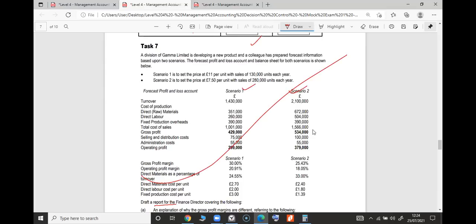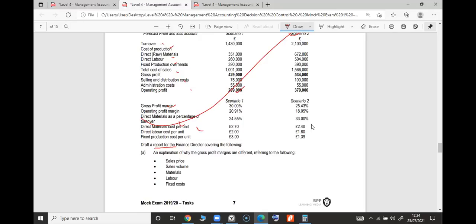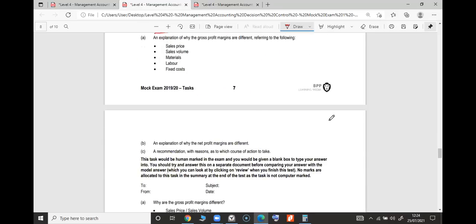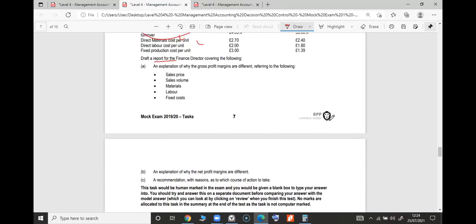There's a scenario with sales, cost of goods sold, operating profit and so on given, and even the ratio analysis done for you, comparing 2 scenarios, scenario 1 and scenario 2. So you spend 1 minute there, and another minute reading the requirement, like an explanation of why the gross profit margins are different.